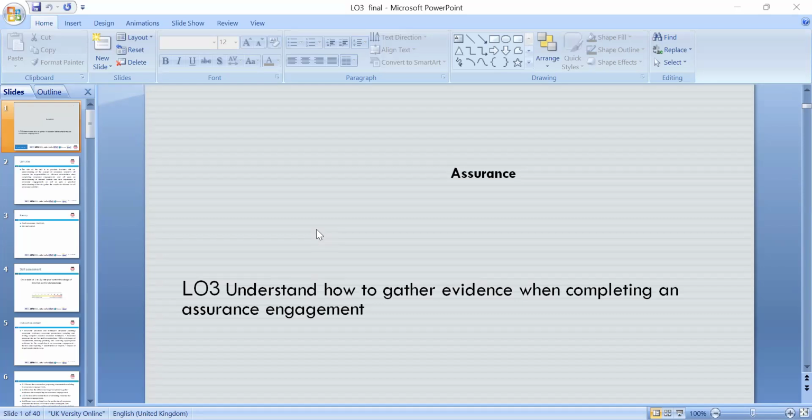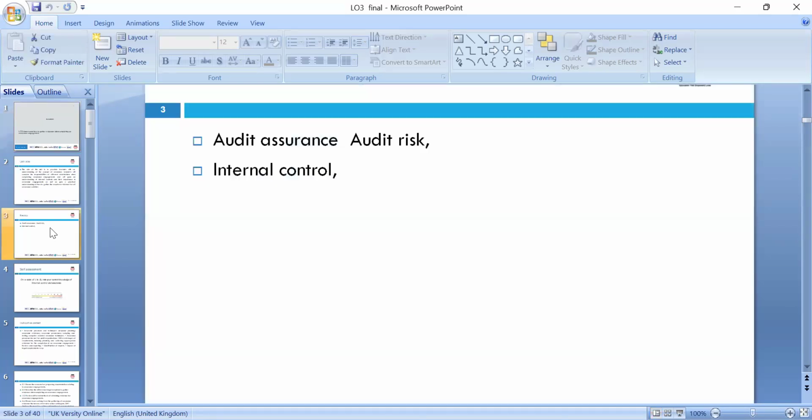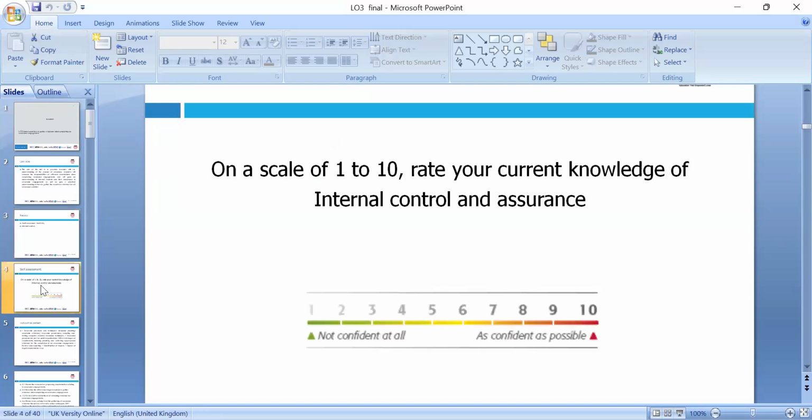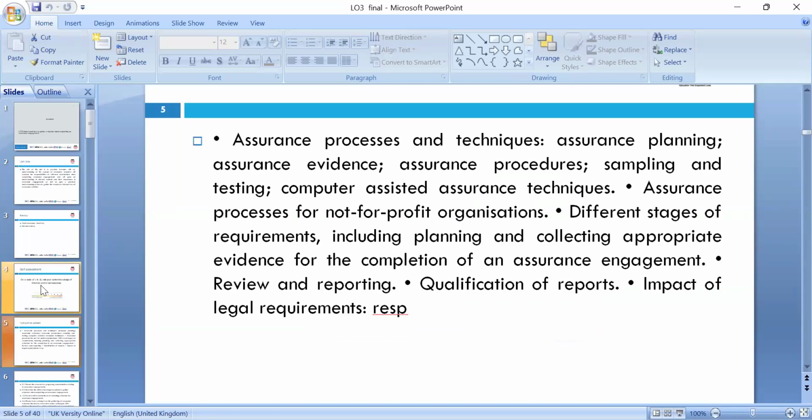Understand how to gather evidence when completing an assurance engagement. Last week we discussed internal control, audit risk, and assurance in lesson 1, and lesson 3 is quite related to it. So: internal control and assurance.